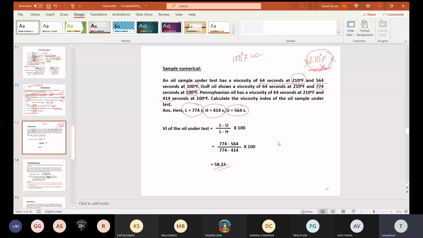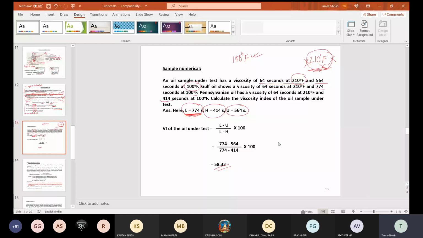So L, H and U: L is low, H is high, U means unknown. It does not mean L is the lowest value and H the highest value. It is not that way. L is the viscosity of the low viscosity index standard at 100 degree Fahrenheit. So the Gulf oil value is to be substituted at the place of L. Same thing for H, and U is unknown.